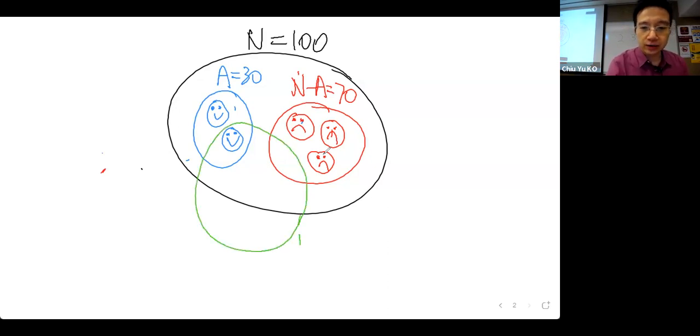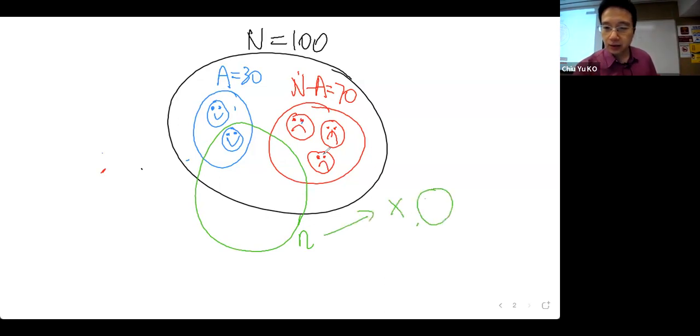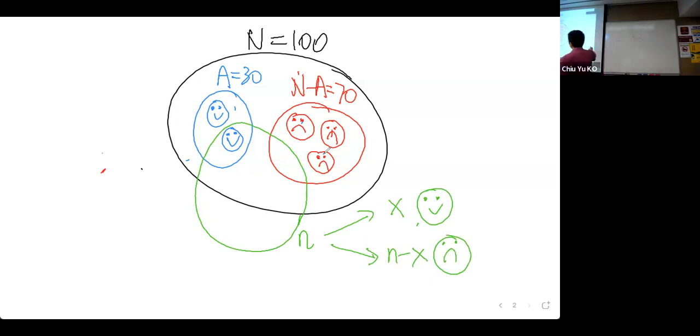We call small n the size of the sample. And we're asking the probability of how many, x of them, among that are happy, and n minus x are not happy. We're asking the probability of x. Okay, so that is the question.